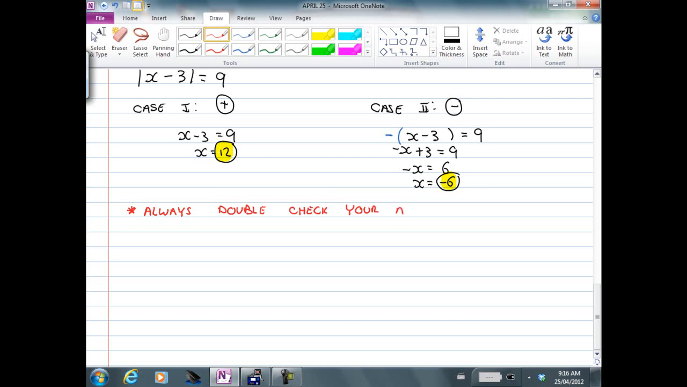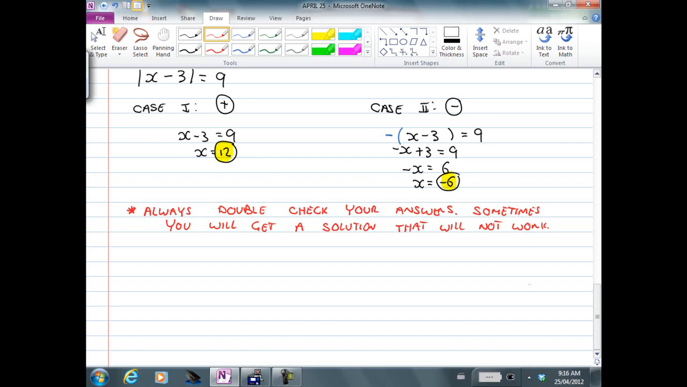Your answer. Sometimes you will get a solution that will not work. A solution that will not work. It says always double check your answers. Sometimes you will get a solution that will not work.